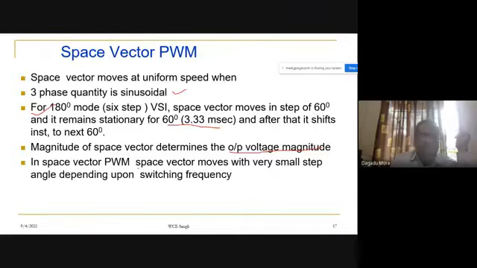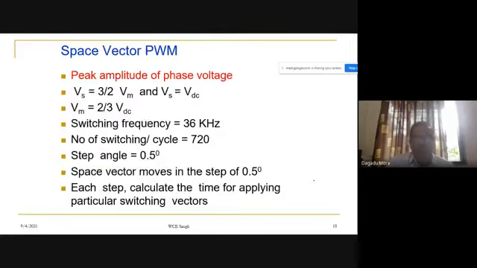Now in case of space vector PWM, the technique we are going to discuss today, our space vector moves with a small step angle depending upon the switching frequency. In case of six-step, it has just 6 steps to complete one cycle of rotation. But when we use PWM, it rotates in very small steps, and the step size depends upon the switching frequency.